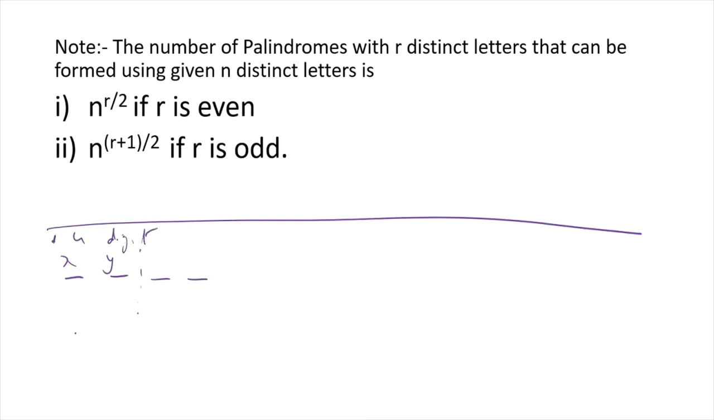So if I want to write a 6-digit palindrome, I have to fill these 3 blanks. If I fill these 3 blanks, then automatically the remaining 3 blanks are filled. If these 3 blanks are filled with x, y and z, then automatically the remaining blanks will be occupied by z, y and x. So in order to form a 4-digit palindrome, it is enough to fill the first two blanks. In order to form a 6-digit palindrome, it is enough to fill the first 3 blanks. Similarly, if I want to form an r-digit palindrome where r is an even number, then it is enough to fill the first r upon 2 places.